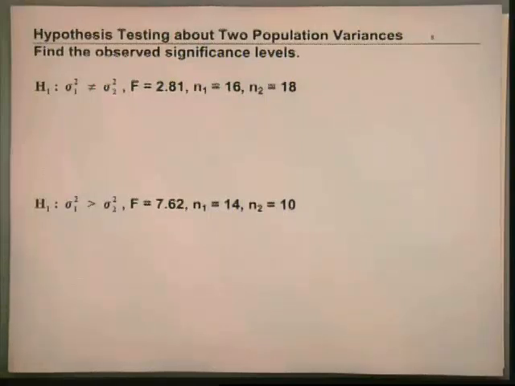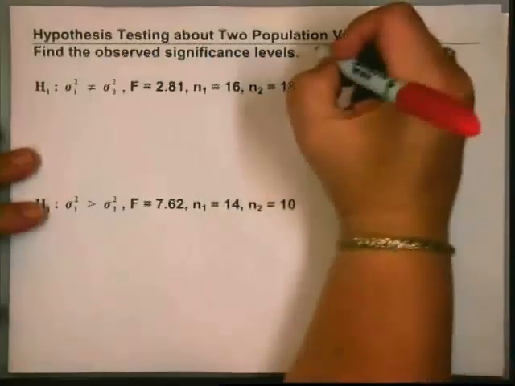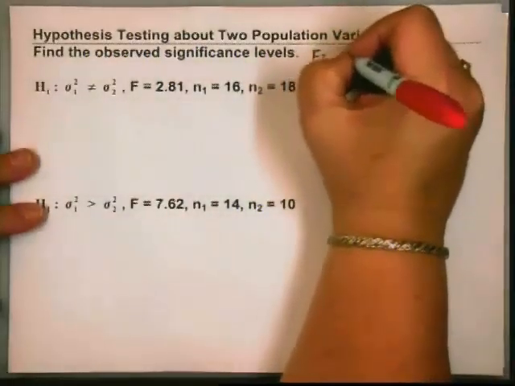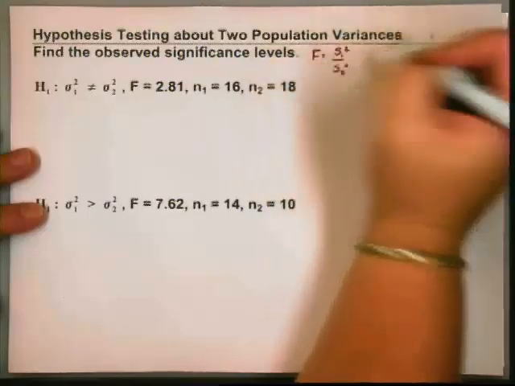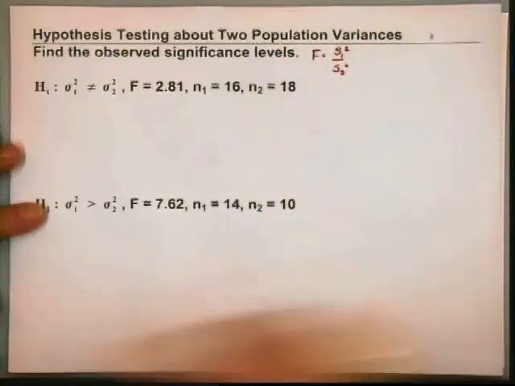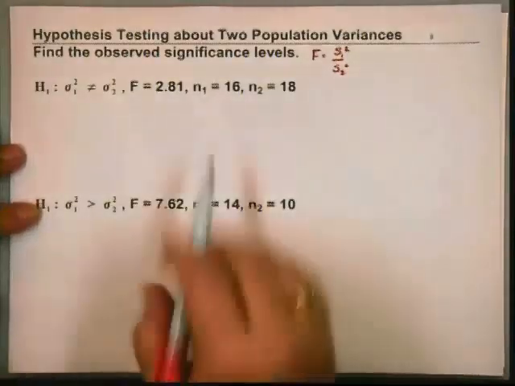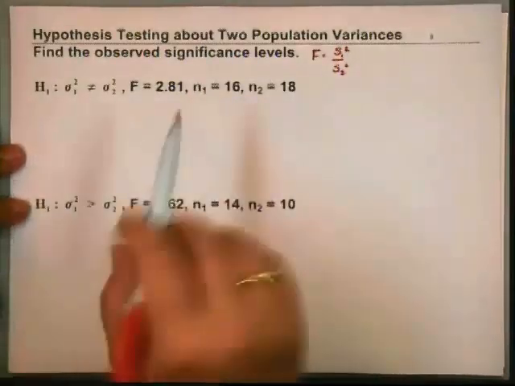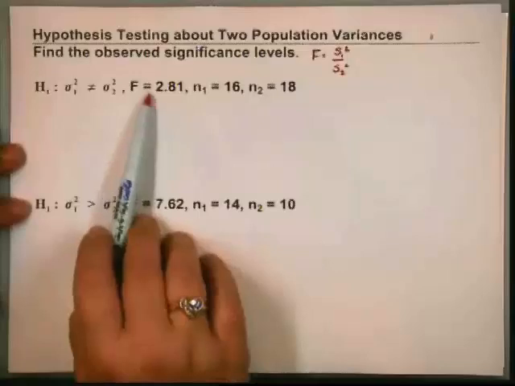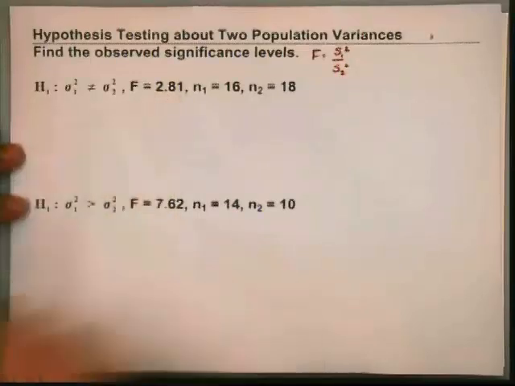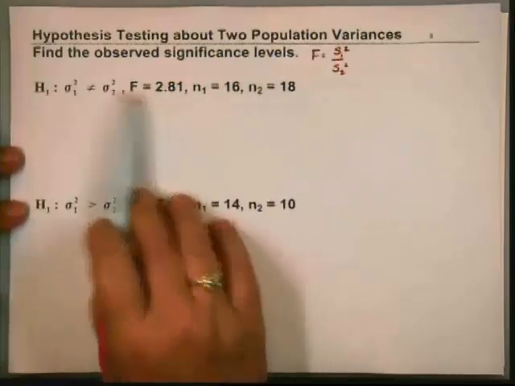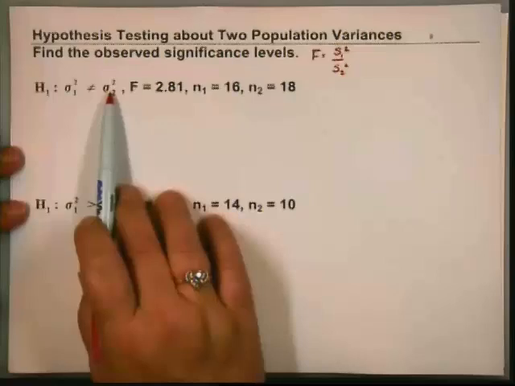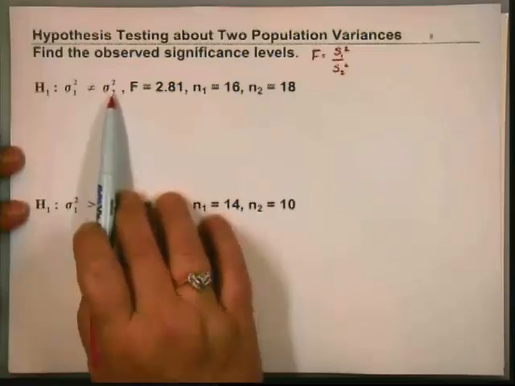Find the observed significance levels. When we write these, assume here that the index 1 is in the numerator. Whenever we write N1 and N2, assume that index 1 is what generated the F value 2.81. All right? So what do we have here? Two-sided test. We need to look up the areas here.